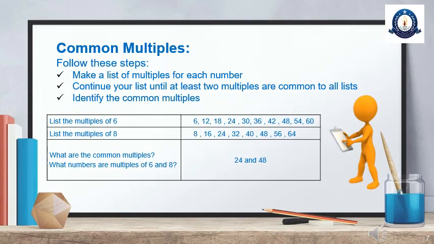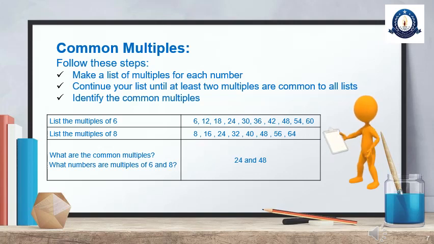Let's see how to find common multiples in detail with the help of an example. A common multiple is a number that is a multiple of two or more numbers. To find common multiples of two or more numbers, follow these steps. The first step is to make a list of multiples for each number. The second step is to continue your list until at least two multiples are common to all lists. The third is to identify the common multiples.